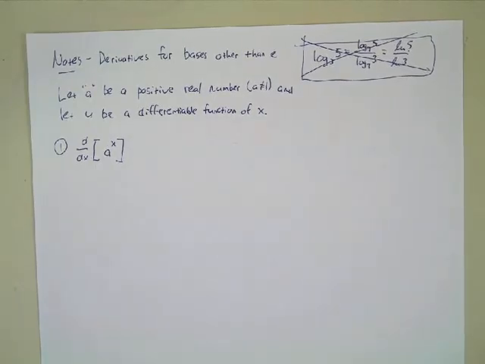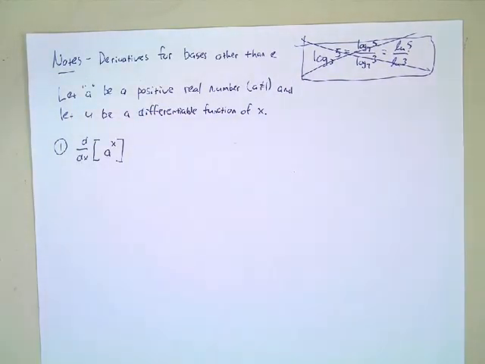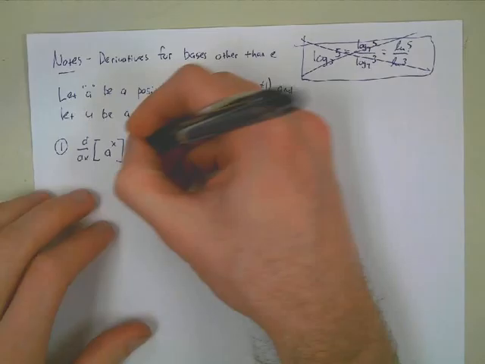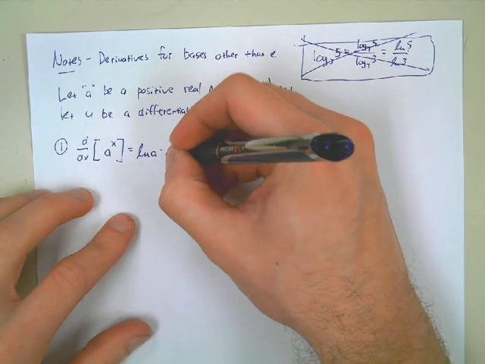Alright, same idea. This is a number to the x power. So the x variable here is right up here. So this is different than x cubed or x to the fourth. In those problems where we use the power rule, x cubed, the x is the base. Here, our variable, the x, is in the exponent, so it changes how we take the derivative, okay? So it's just natural log of a times a to the x.